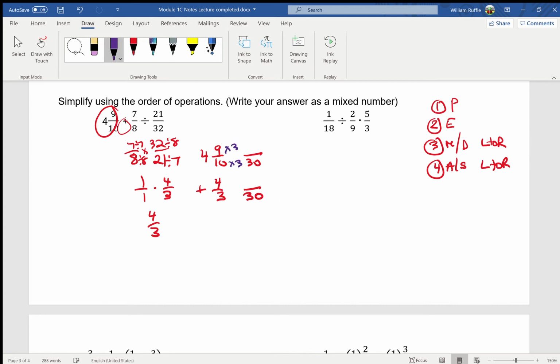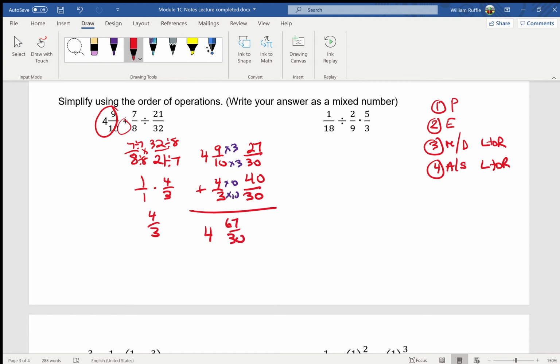So I'm going to multiply top and bottom by 3 here. I'm going to multiply top and bottom by 10 here. 9 times 3 is 27. 4 times 10 is 40. So I get 4 and 67/30.